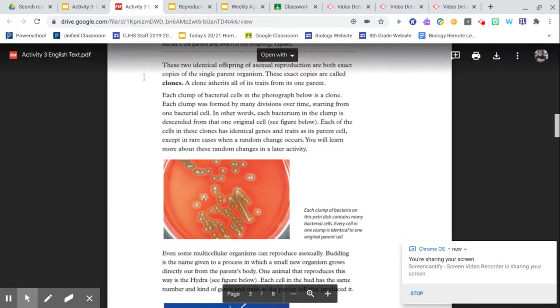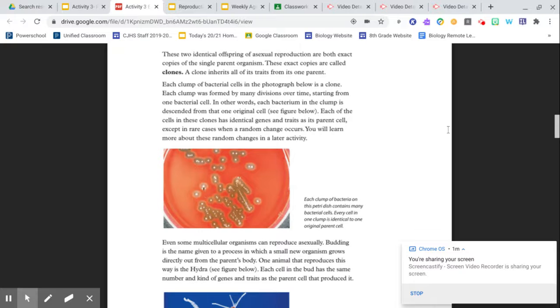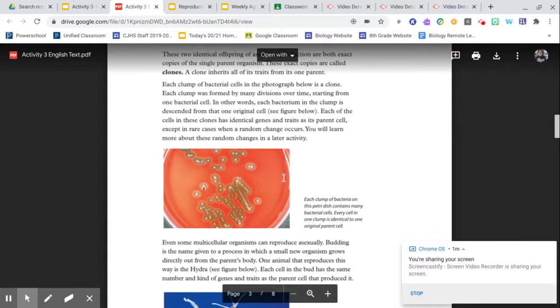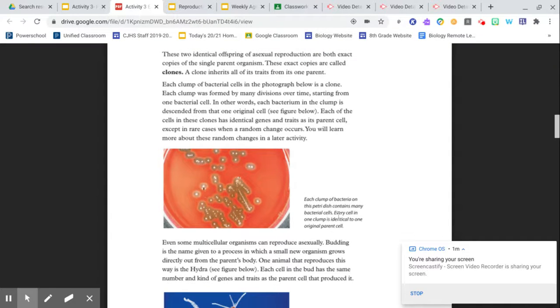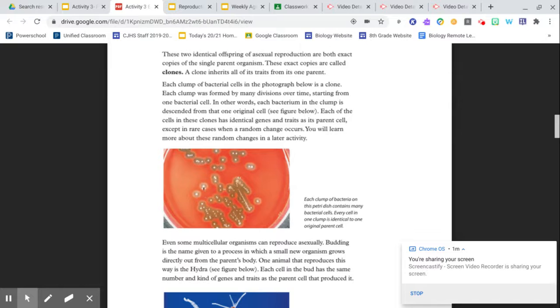Going on. Each clump of bacterial cells in the photograph below is a clone. Each clump was formed by many divisions over time, starting from one bacterial cell. In other words, each bacterium in the clump is descended from the one original cell. See figure below. Each clump of bacteria on the petri dish contains many bacterial cells. Every cell in one clump is identical to the original parent cell. Each of the cells in these clones has identical genes and traits as its parent cell.